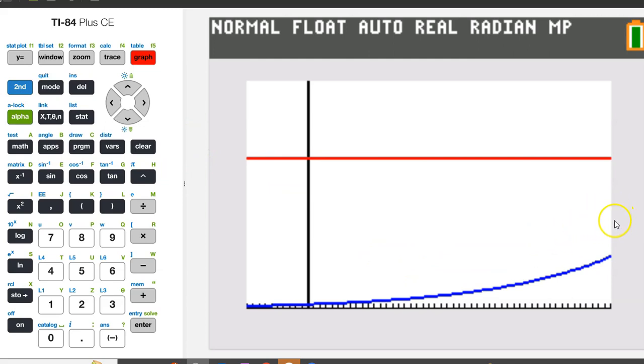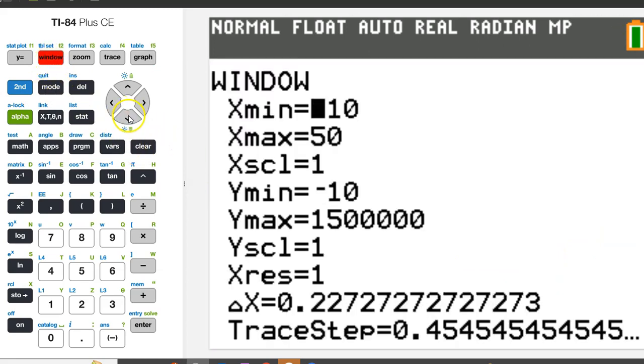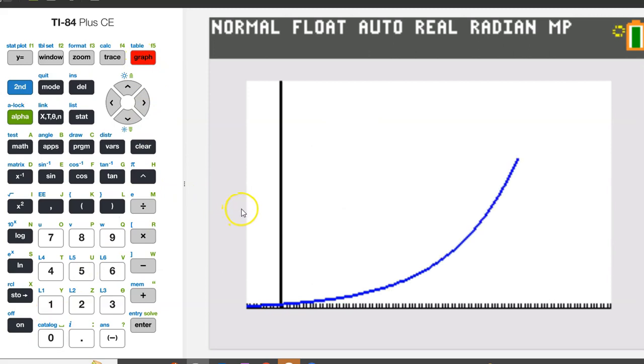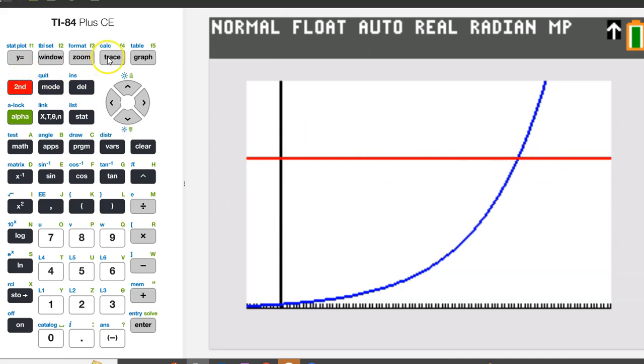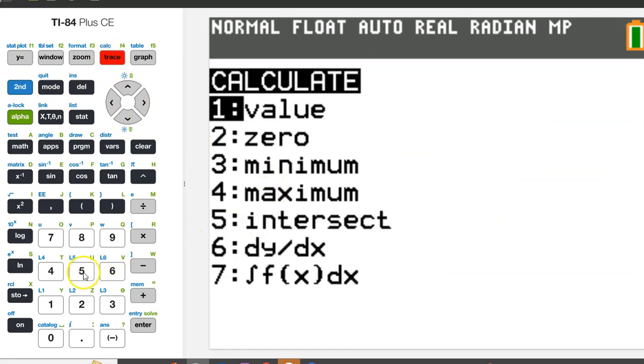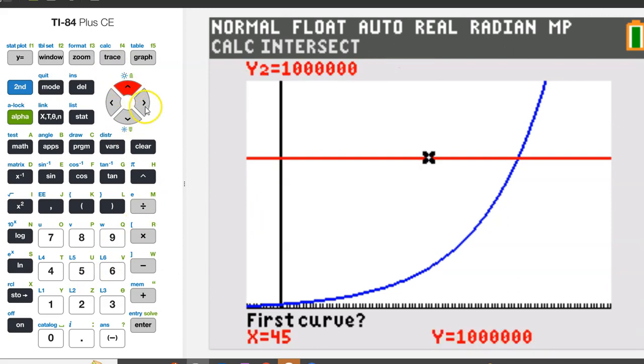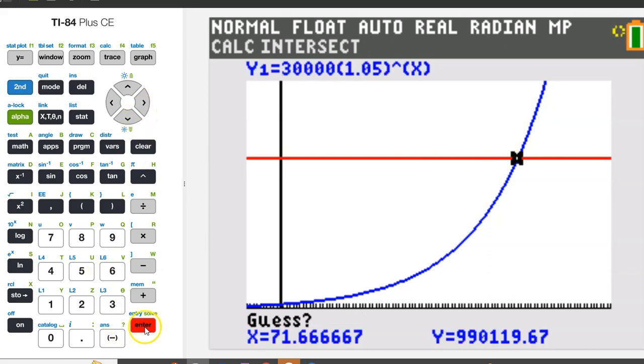Okay, I need to make that x value much bigger than this. So go back to the window. Let's let x max be 100. And hit graph again. The solution will be the intersection point, the x value of the intersection point. So hit second trace and choose option 5 for intersect. Move the pointer close to the point of intersection and hit enter 3 times. Enter, enter, enter. So this is the solution right here.